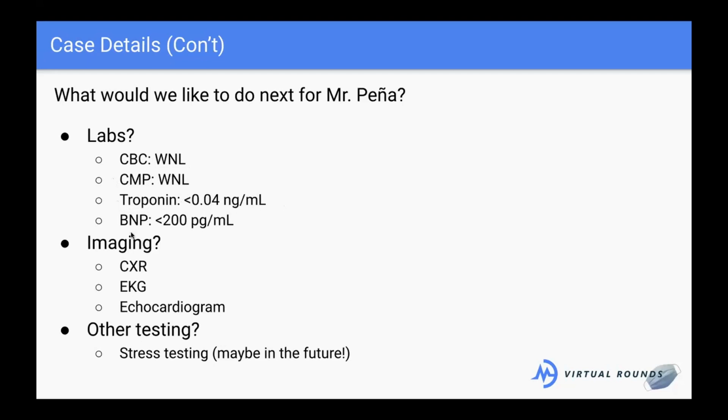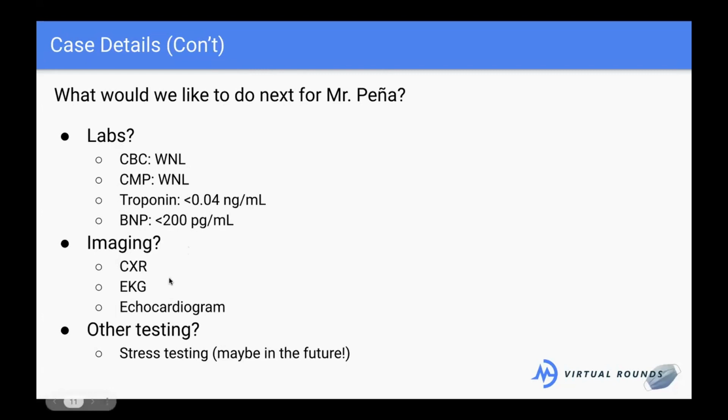This is normal. And his BNP is below 200. We like it to be below 100. So this is a little bit inconclusive. It's probably fine though. I mean, it might be a little high. But if it were in like the 500s, then that would be really concerning, but he probably would have had edema in the legs.